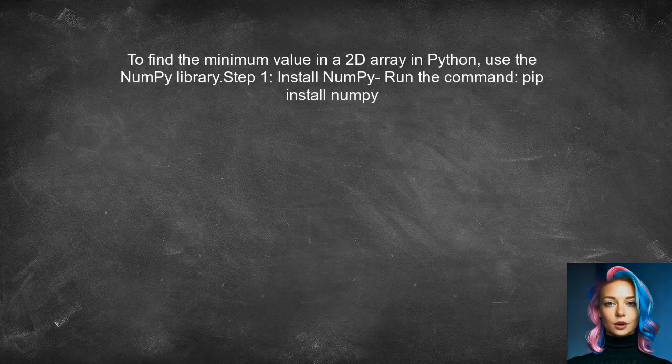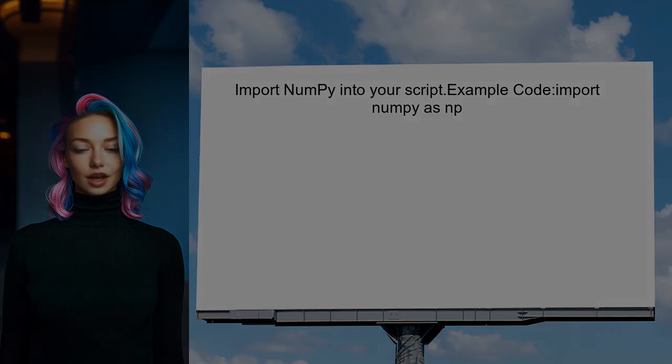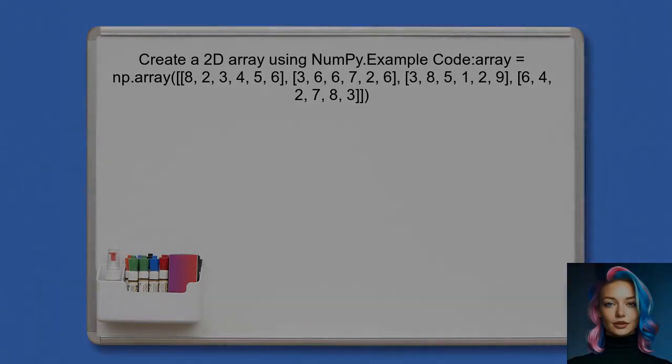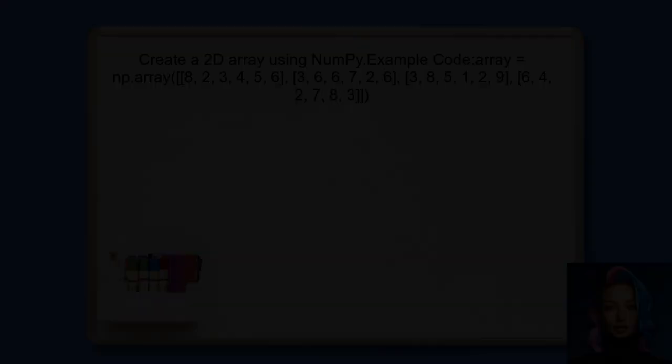To find the minimum value in a two-dimensional array in Python, the user can utilize the NumPy library. First, they need to ensure that NumPy is installed in their environment. Once NumPy is installed, the user should import it into their script. This allows them to access the functions needed to work with arrays. Next, the user can create their two-dimensional array using NumPy's array function. This will allow them to easily manipulate and analyze the data.